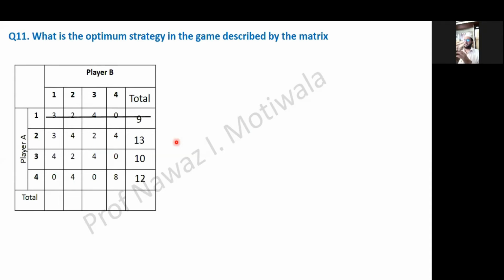Again following the same concept. Next highest is 13. 13 we have to compare with 10 and 12. Let us start again. 3 less than 4, 4 greater than 2. No proper dominance, let it be. Compare this second row with fourth row. So 3 greater than 0, 4 is equal, 2 is greater than 0, but here 4 is less than 8. Again there is no proper dominance.